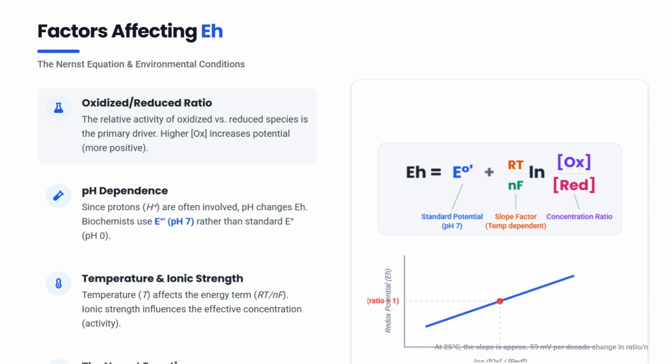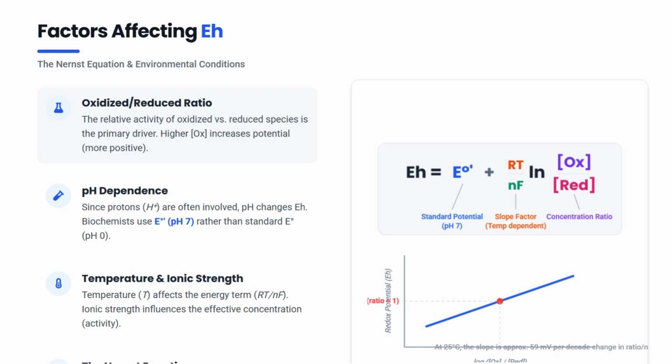The Nernst equation is written as EH equals E0' plus RT over N times the natural log of the concentration of oxidized over reduced. E0' is the standard potential at pH 7. The RT over N part is a slope factor that depends on temperature. At 25 degrees Celsius, this slope is approximately 59 millivolts per decade change in the ratio divided by N.